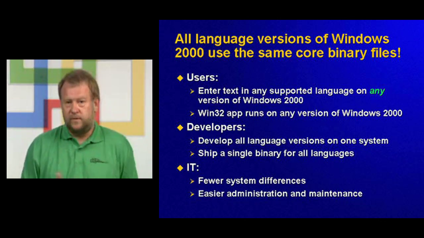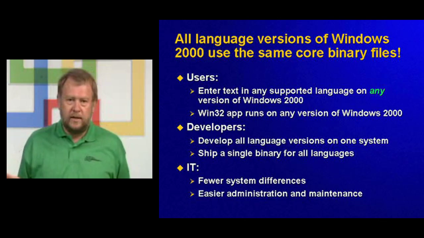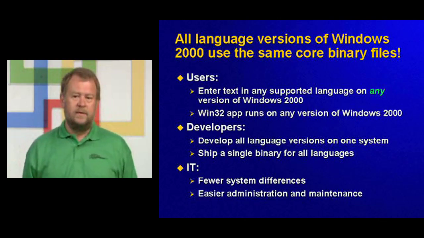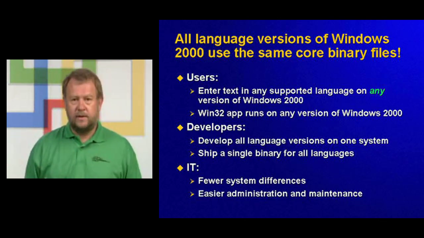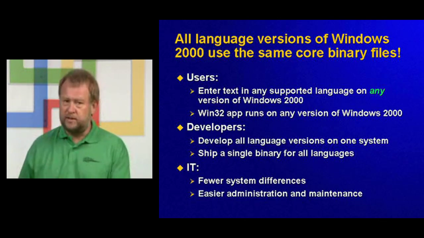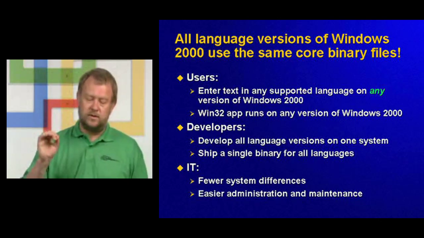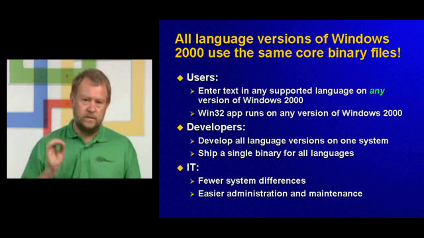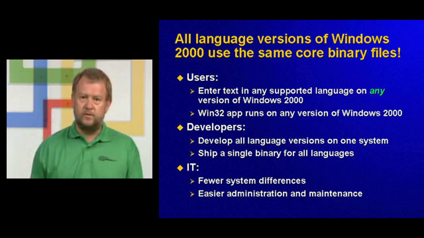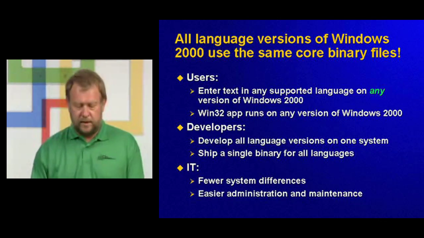Okay, this means that users can enter text in any of the supported languages, assuming they have an application that supports this. But for example, you can bring up Notepad and you can type in Arabic on a simplified Chinese version of Windows 2000, or you can type in simplified Chinese on a Danish version of Windows 2000. All right, and you can store that document, you can print it out, you can do anything that you would normally do within that language.